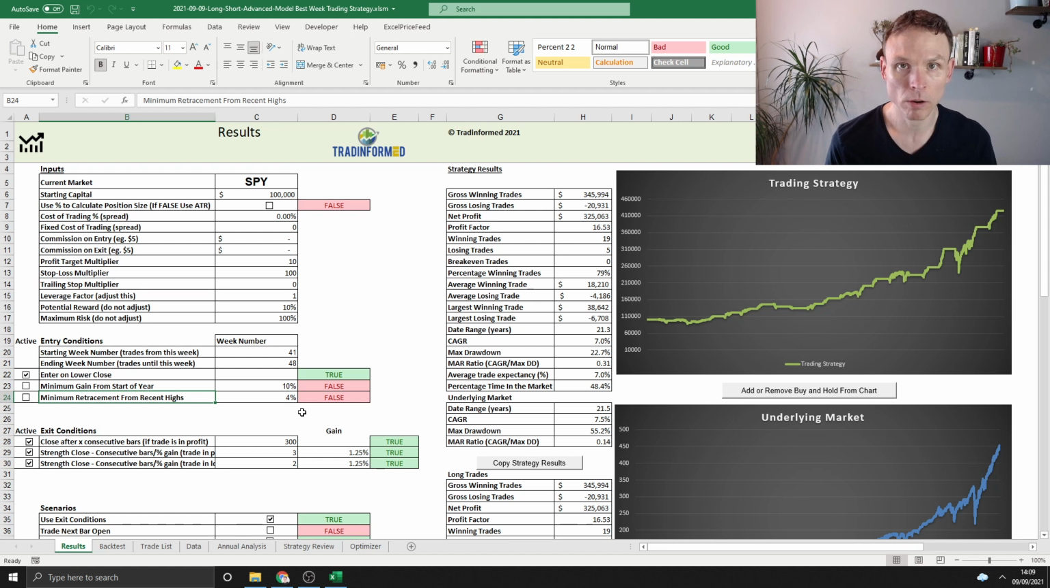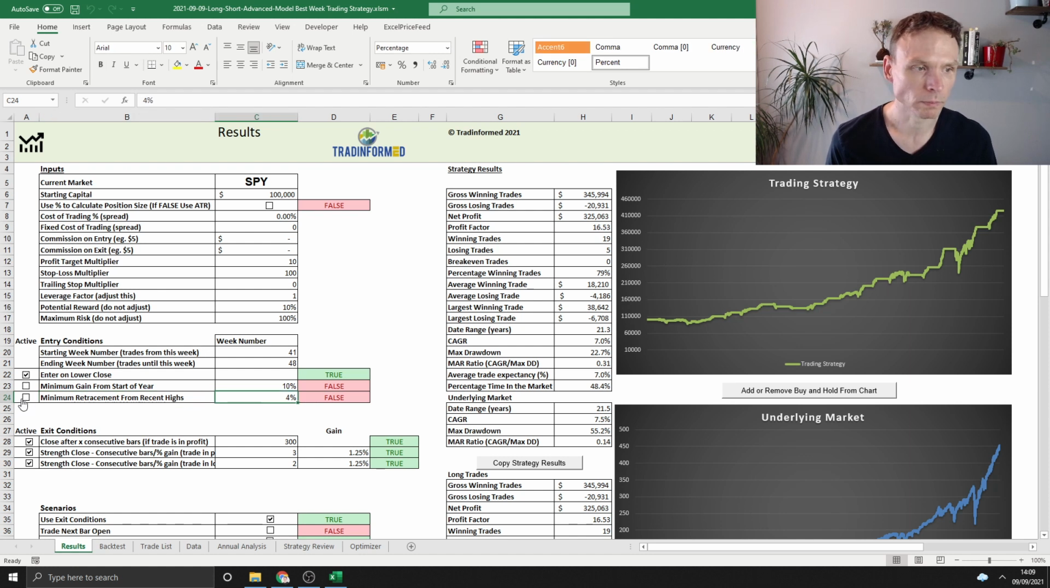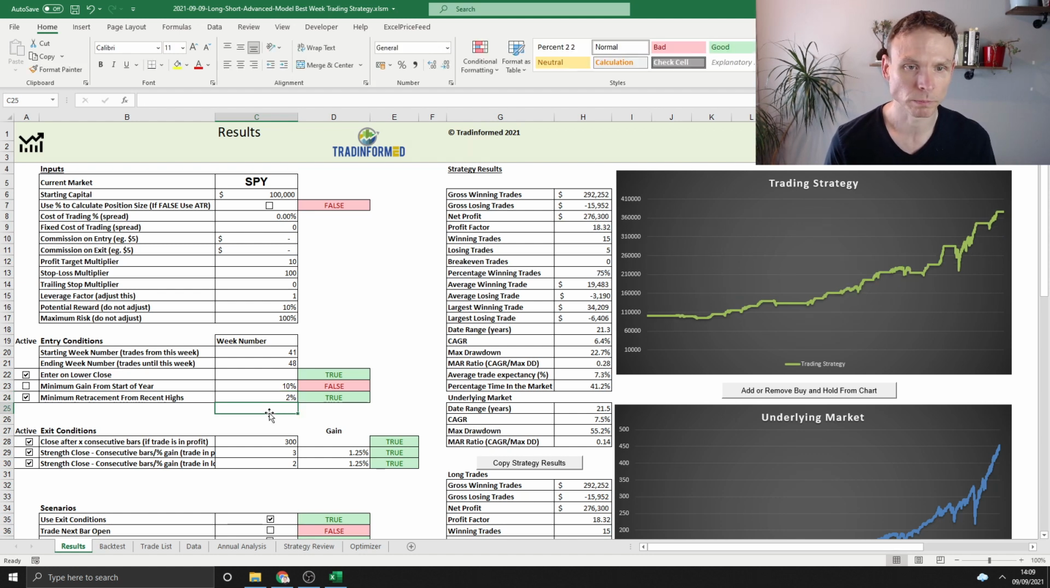So no lower than the high. So that feels quite stringent. No lower than 4%. So surprisingly, to me at least, it didn't make a lot of difference. So we have to make it more stringent. 3%, 2%. You can see here what I'm getting at. There's not a lot of difference. So within 2% of the recent highs, we're actually entering almost all of these trades.